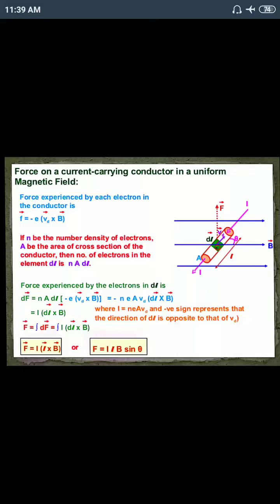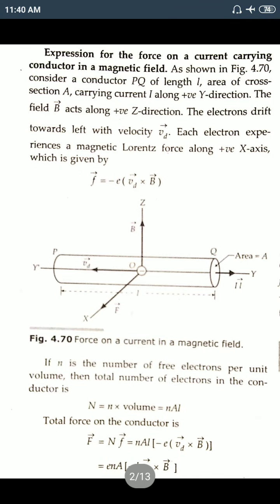As we know earlier, the formula is F equals B into I into L sine theta, or in short form F equals BIL. You can remember this expression for the force on a current carrying conductor in a magnetic field. The derivation is also written over there, or you can follow it from a reference book. Just once, in short, I will explain its derivation.